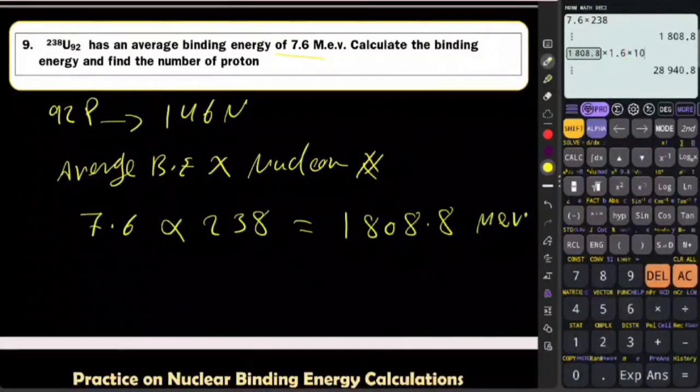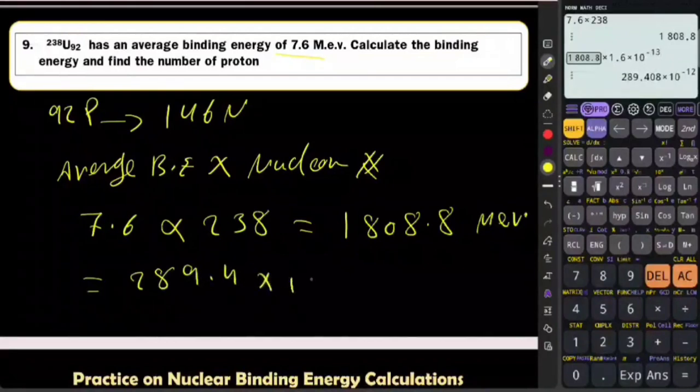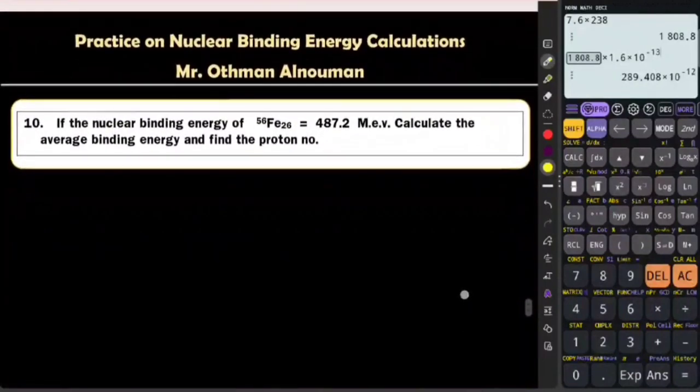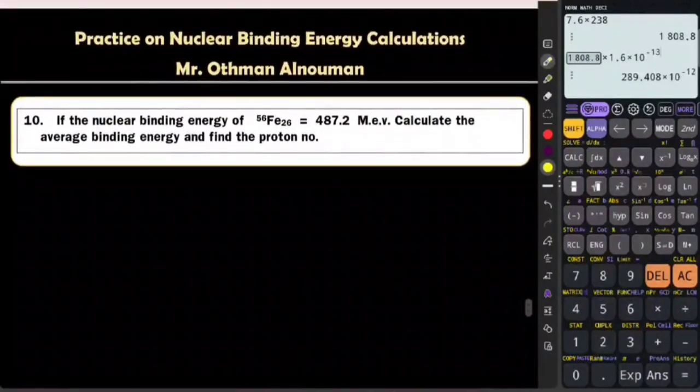1.6 times 10 to the power of negative 13. That is going to be 289.4 times 10 to the power of negative 12 joule. So we got the answer in million electron volt, and I give you one step further, which is find it in joule. If it asks you to find it in joule, this is how you do it. Let's go to next question.